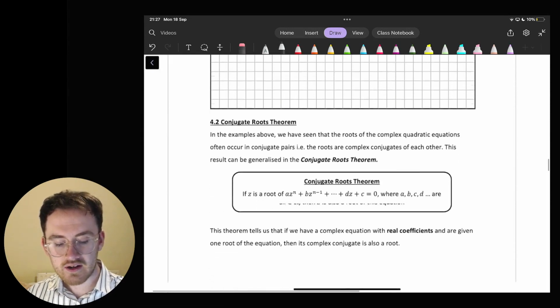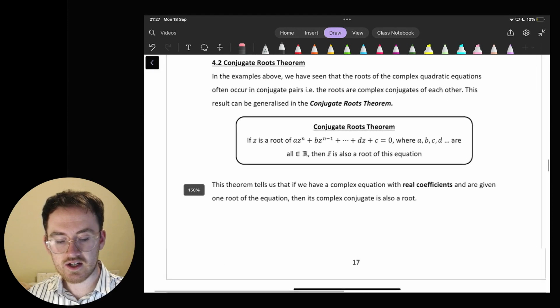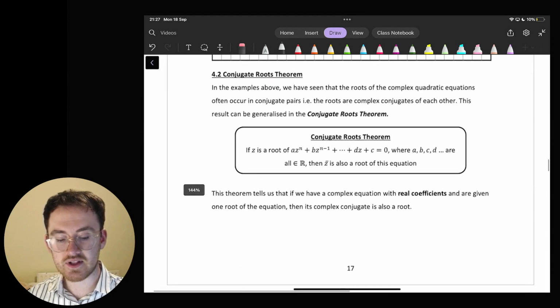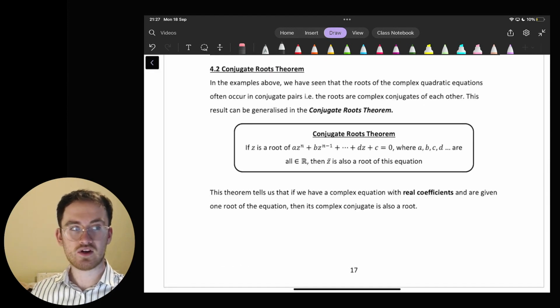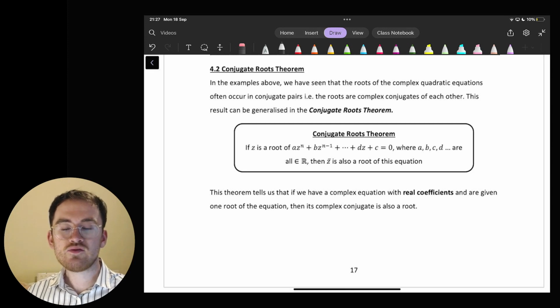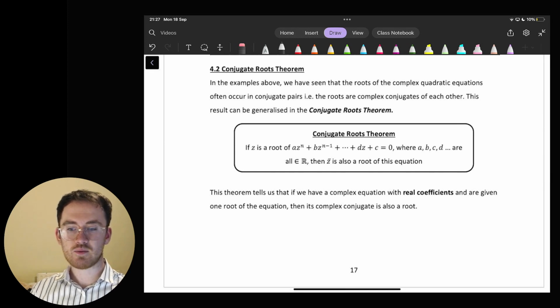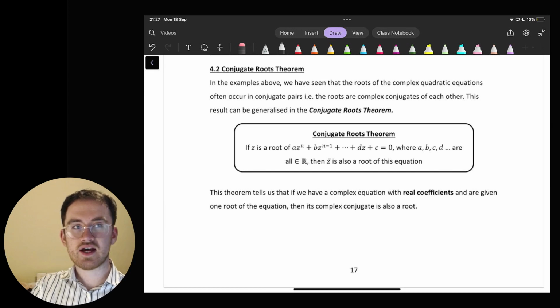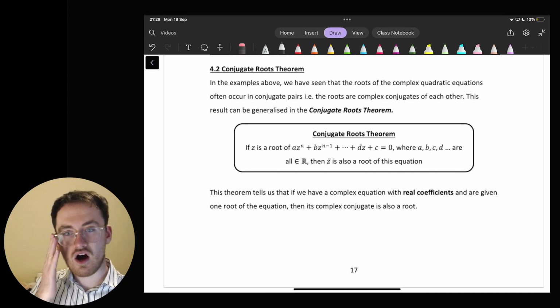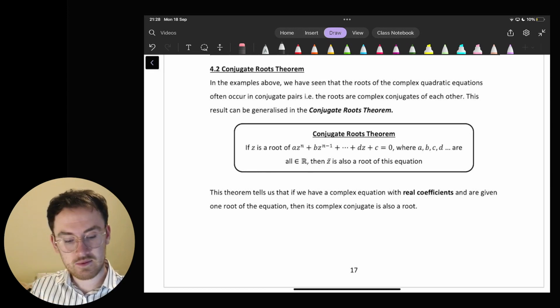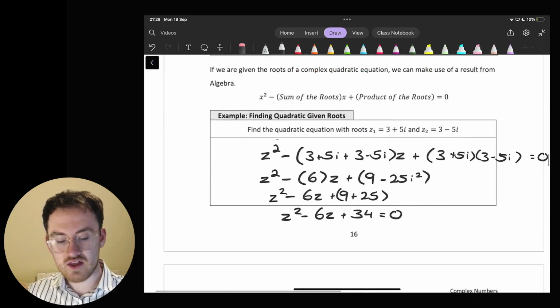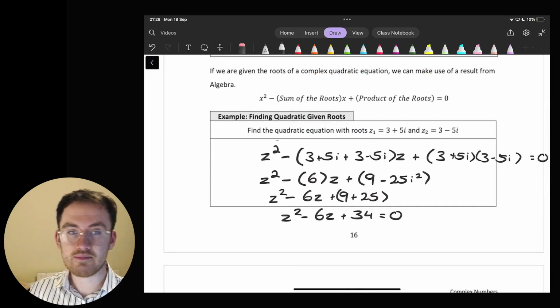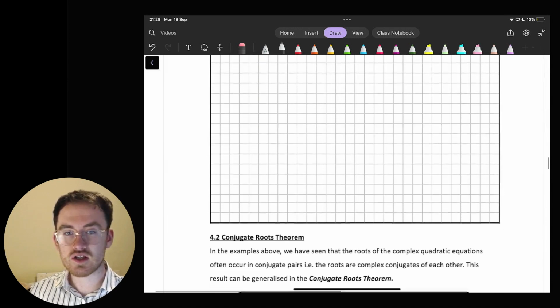I want to prioritize the conjugate roots theorem here. And this is a very particular example that can be really useful for us with our complex numbers. So if we're looking at these solutions, and we saw in the two we did above, the solutions often work out to be conjugate pairs. What we mean by that is that we have one answer and the other answer would be the conjugate of the first one. So what we had in that question, the roots were 3 plus 5i and 3 minus 5i, so conjugates of each other.